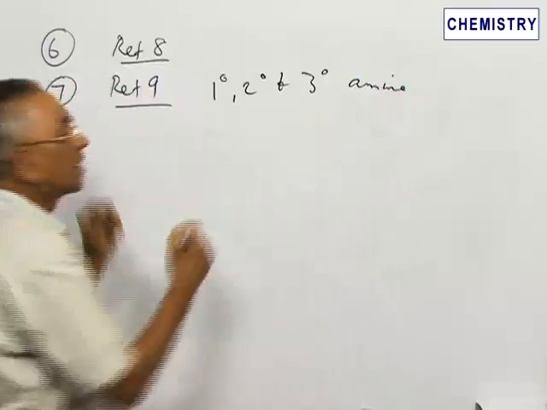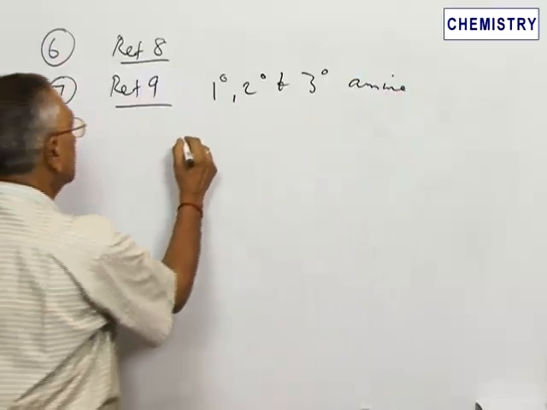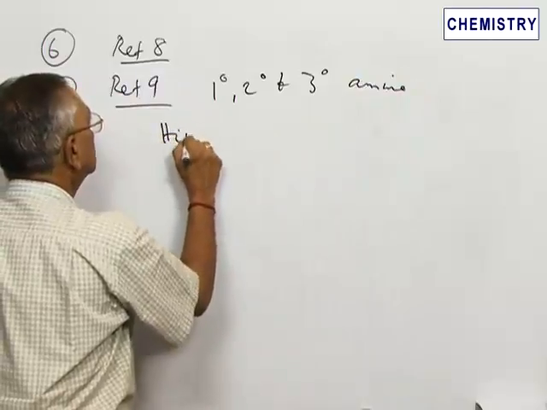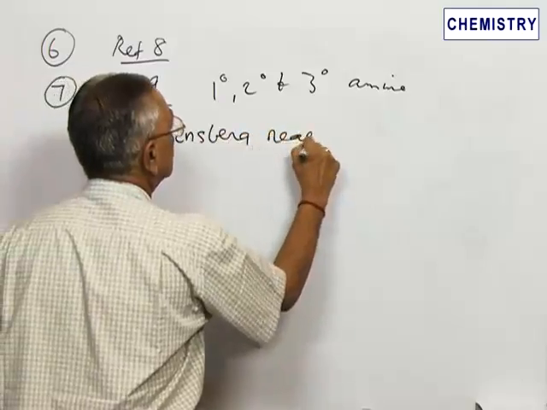Now coming to question number 9: how is a mixture of primary, secondary and tertiary amines separated? Refer to question number 9 in that series. This is effected by means of a reagent known as the Hinsberg reagent, or the Hinsberg method.